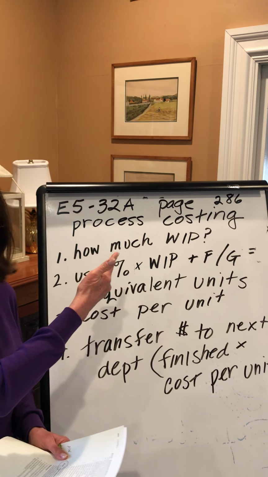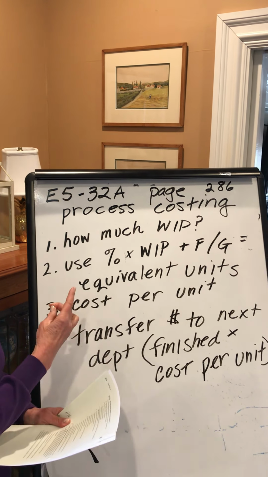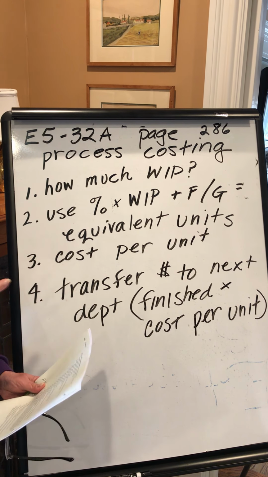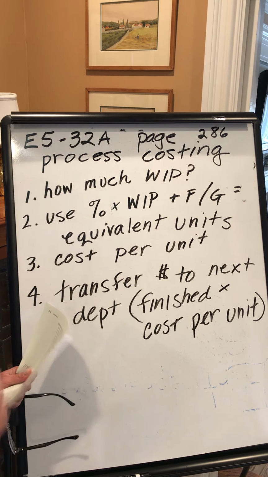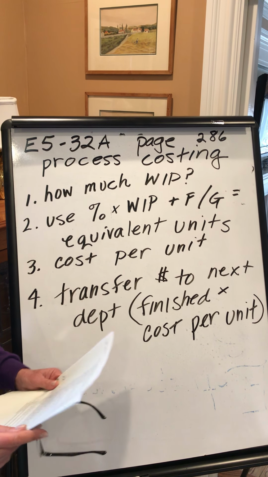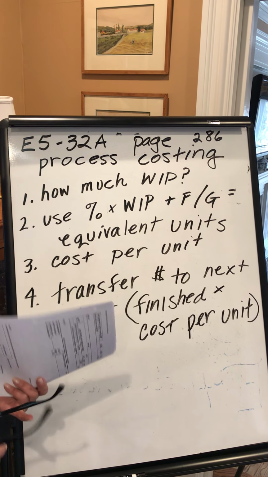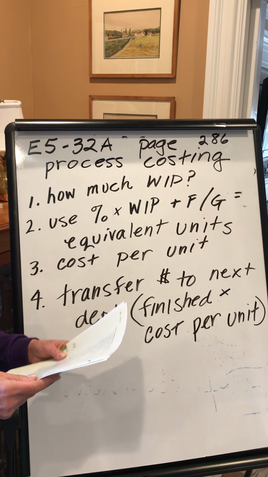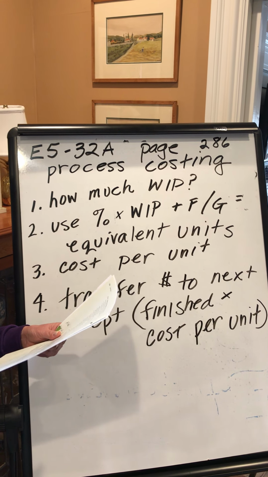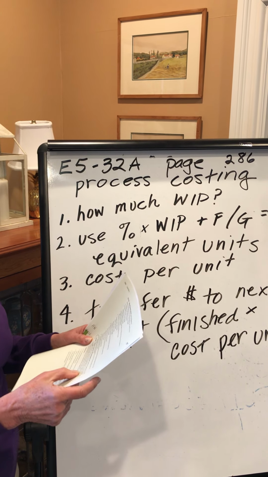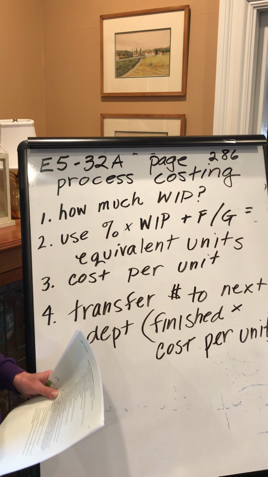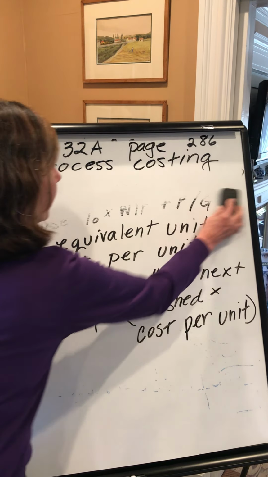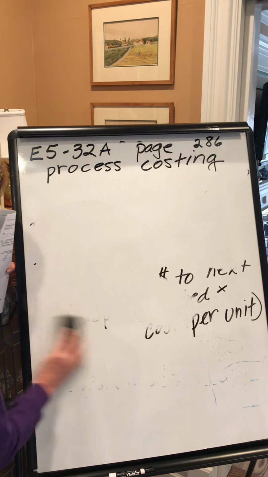Now, why did I pick this problem? Because this problem actually takes us through the whole process. Some of the other problems we were just doing a part. In this problem, we have Eastern Company, and they tell us a number of things. We're going to pick out what's important to begin with. They tell us that they began the month with no work in process.